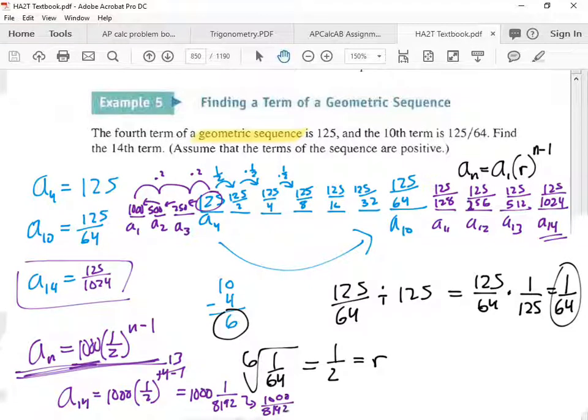We have to simplify this because I want to see us getting 125 over 1,024. Dividing the top by 8 means we have to divide the bottom by 8. So we get 125 up top. What is 8,192 divided by 8? Is it 1,024? Yes. Okay, it worked.